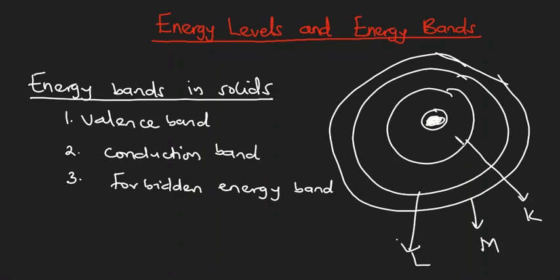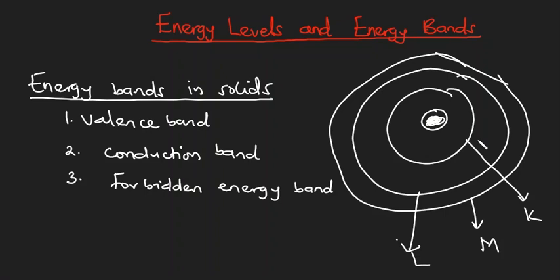So you know that for the valence band, the electrons at the outermost shell are called the valence electrons. So at the valence band, the range of energies possessed by the valence electron is called what? The valence band. The range of energies. So the band particularly means the range of energies. So the range of energies which is possessed by the valence electrons is called the valence band.